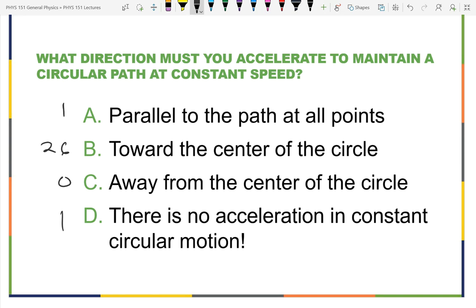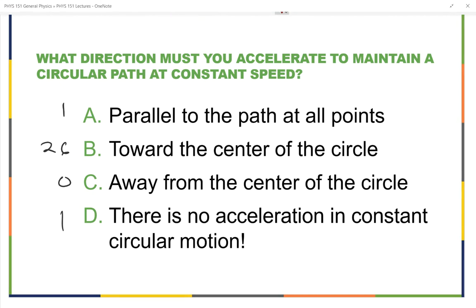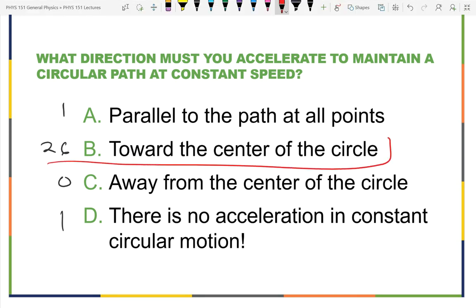So, Edward, I pulled yours out on Friday, but obviously you weren't here. Tell us about this. Well, I did B, and the reason is because anytime you change direction, there is an acceleration. And if you're going in a circle, you're obviously turning, so there has to be an acceleration. In this case, it's toward the center of the circle.